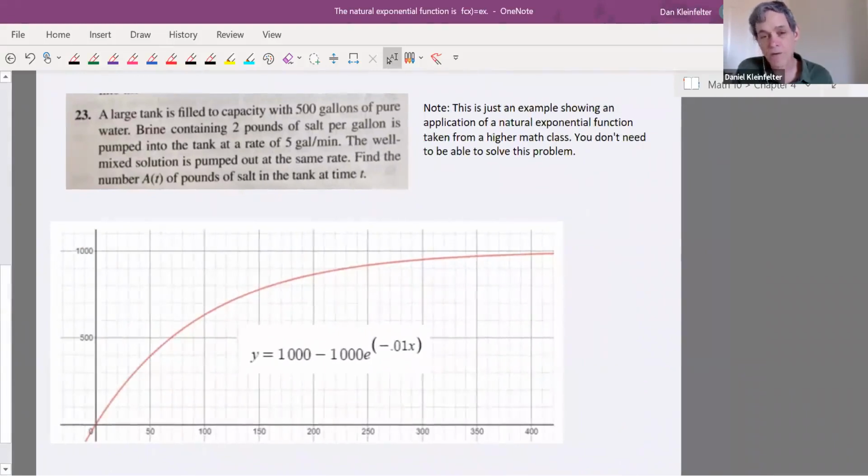This one is taken from a completely different math class, just to illustrate how that natural exponential function can be used. This one actually has a lot more to it than that. This one is 1,000 minus 1,000 e raised to the minus 0.01 times x, and that's shown graphed here. And it turns out that this function represents the solution to this problem shown here. You don't need to be able to solve this problem in this class.